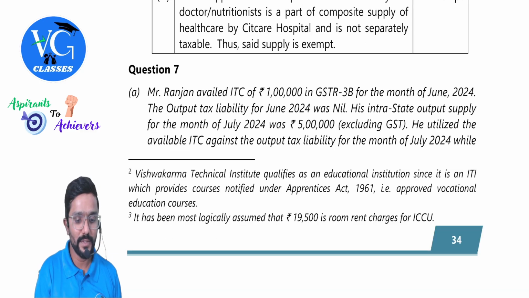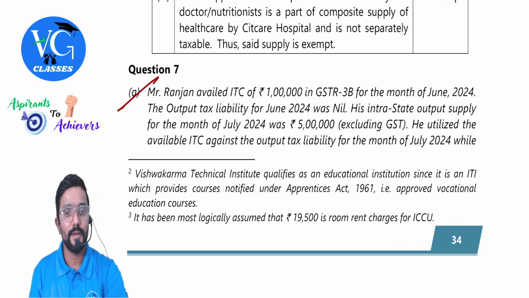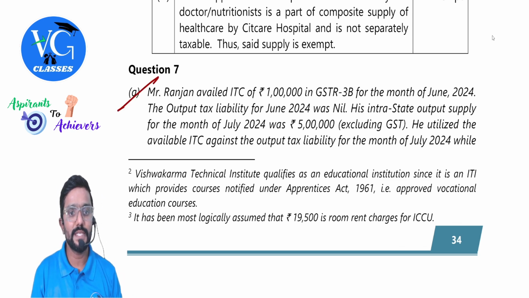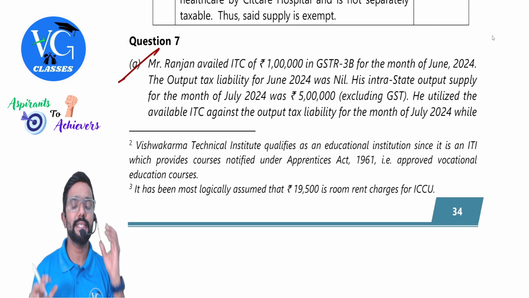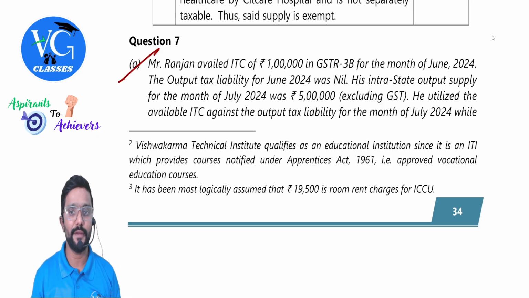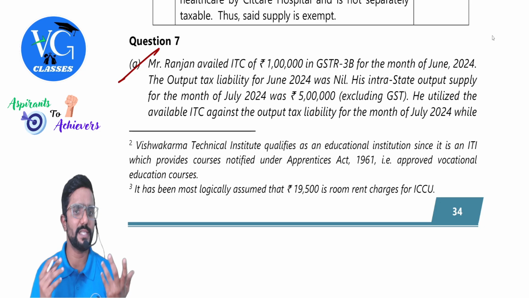Yeah. Now question number 7. 7A. Mr. Ranjan availed ITC of 1 lakh in GSTR 3B for the month of June 2024. The output tax liability for June 2024 was nil.